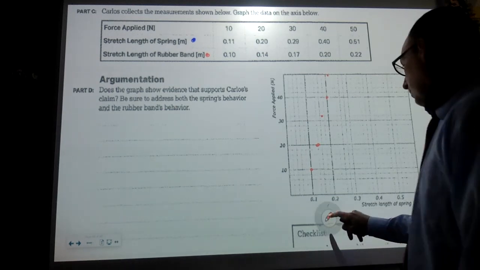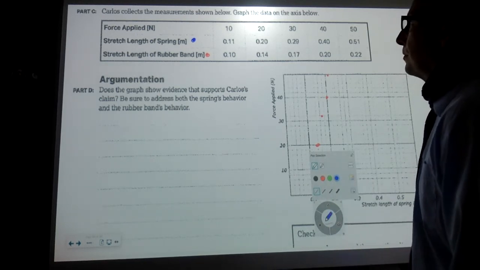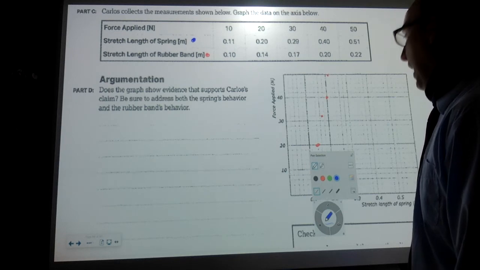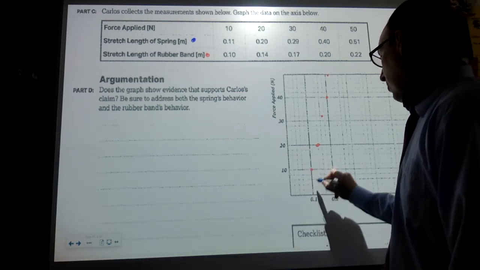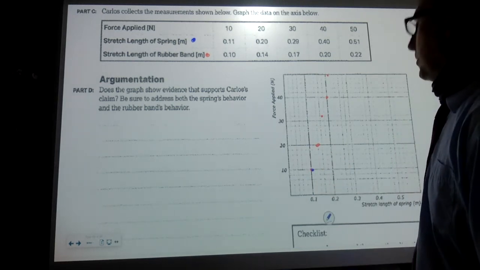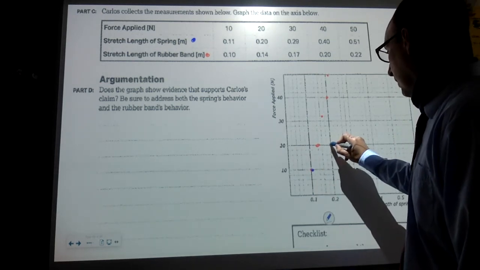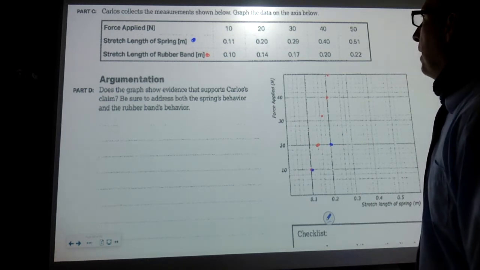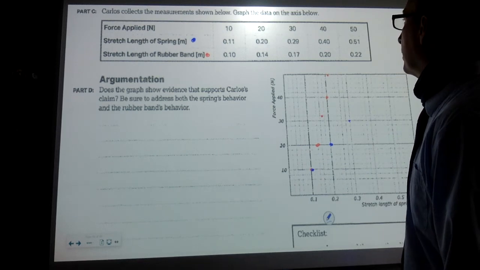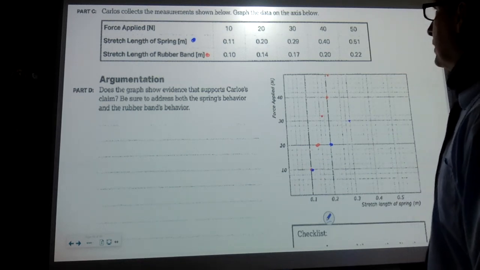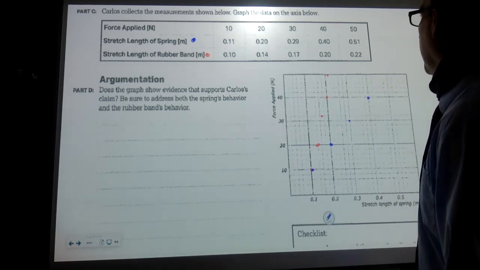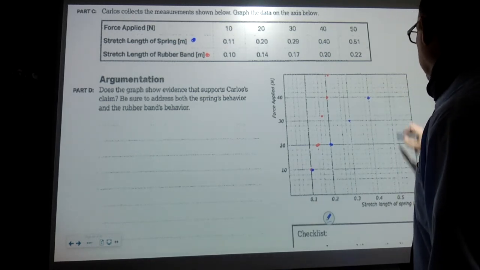For the spring, at 10, it's 0.11. At 20, it's 0.2. At 30, it's 0.29. At 40, it's 0.4. And at 50, it's 0.51.